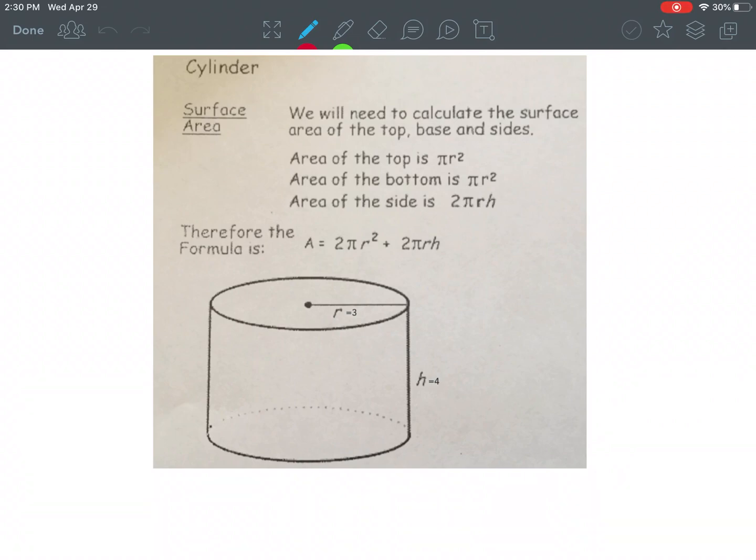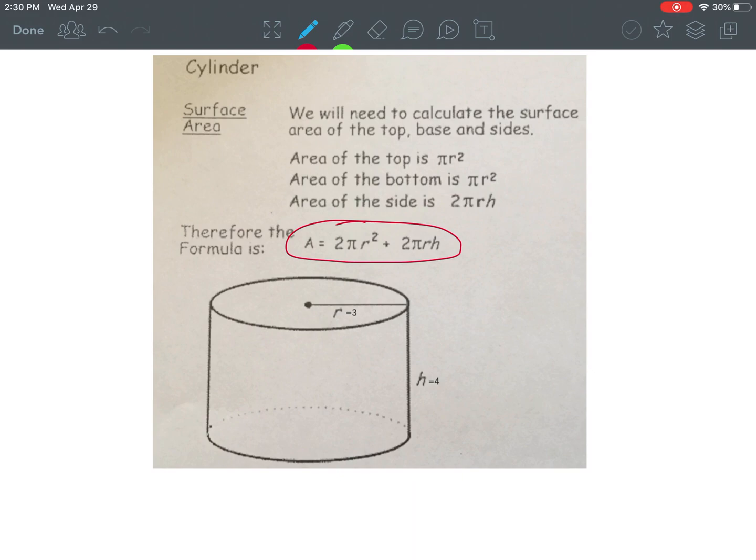Okay, today we're going to be learning about the surface area of a cylinder. And so if we look here, this is our formula that we're going to be using for the surface area of a cylinder. Now, as you can see, there are a lot of symbols and numbers and all kinds of stuff in there. It may look overwhelming, but here's kind of a way to help break that down.